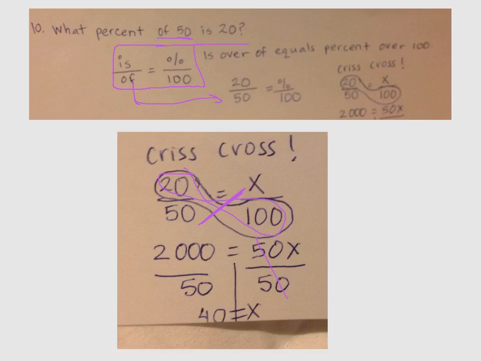So take a look at the work here and use the formula is over of equals percent over 100. Is 20. Of is 50, because the word problem tells you. And it equals percent over 100. So you're going to crisscross that. 20 times 100 is 2,000. And then 50 times x is 50x. X wants to be alone, so you need to divide by 50. Do that to both sides. And the answer will be 40.